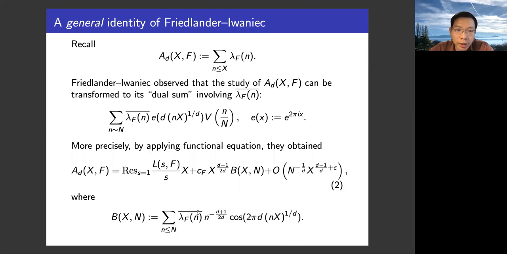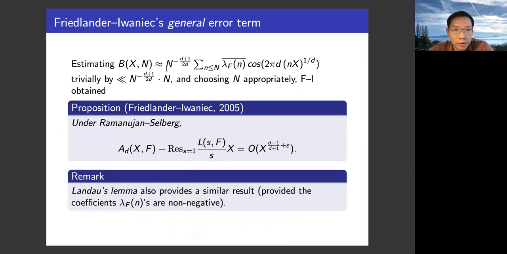So in particular, if we estimate the dual summation B trivially, so recall B is of this form, we can estimate B by just the length of summation, this factor times n, and then we choose n appropriately. Then Friedlander and Iwaniec get their general error term x to the (d-1)/(d+1) under a mild assumption on the spectral parameter of the L-functions. We should also mention that if we assume the coefficients that we are summing over are non-negative, then Landau's lemma also provides a similar error term.